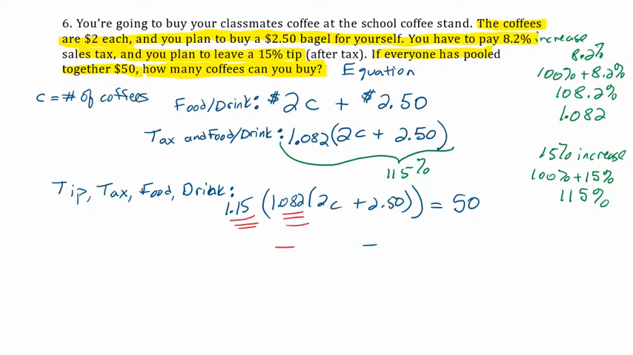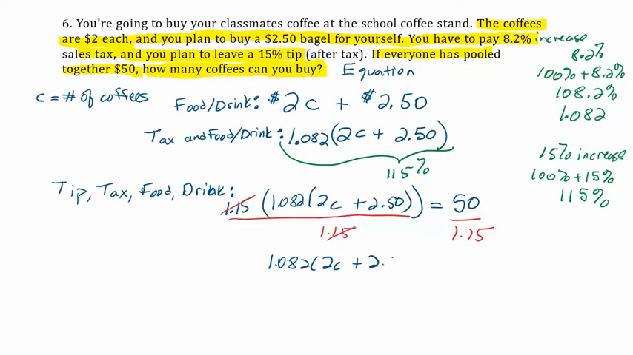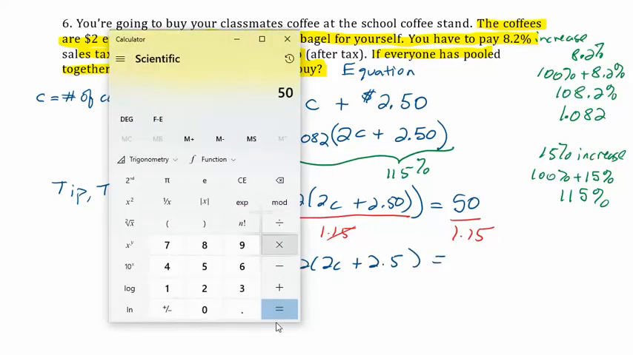Option three would be to divide both sides by 1.15 to get rid of this value. Let's finish it out this way and see what we get. So 50 divided by 1.15 is, let's round this to the nearest penny, 43.48.